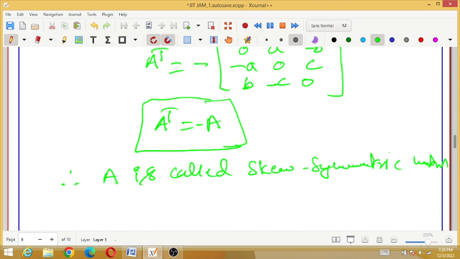A skew symmetric matrix. Next, the conjugate matrix.